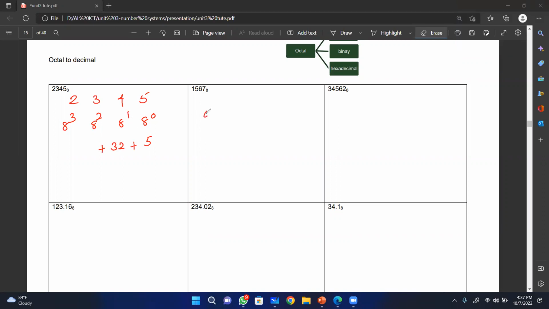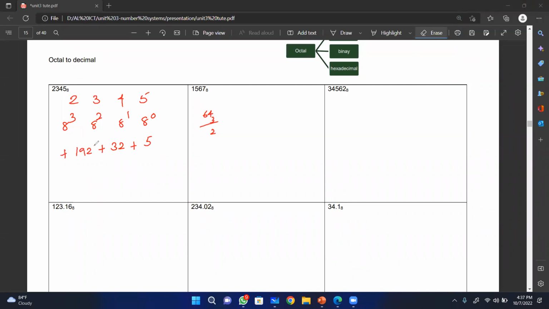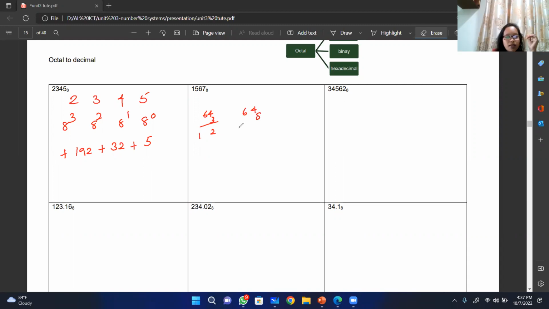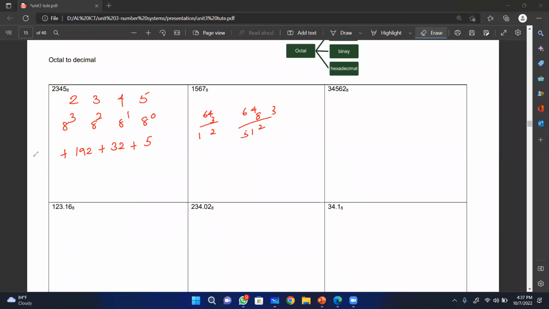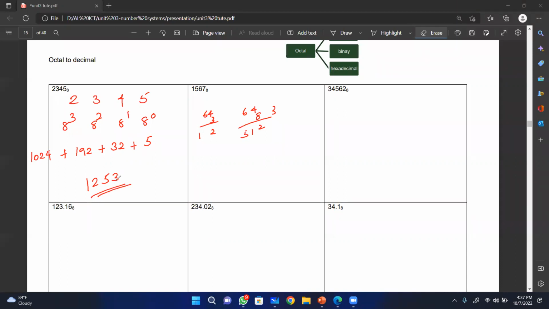So here 64 into 3. That is 192. Yes. Then again 64 multiplied by 8 means 8 to the power 3. 512. Yes. 512 into 2 is 1024. Altogether, is this the answer? Yes, teacher. Right. Okay. Just check the answers.